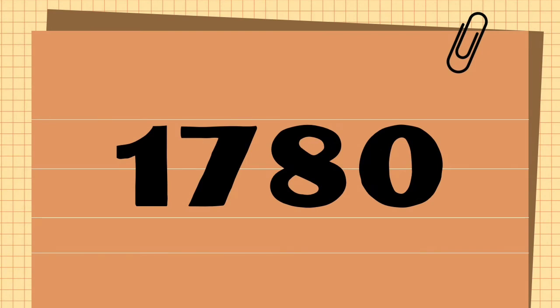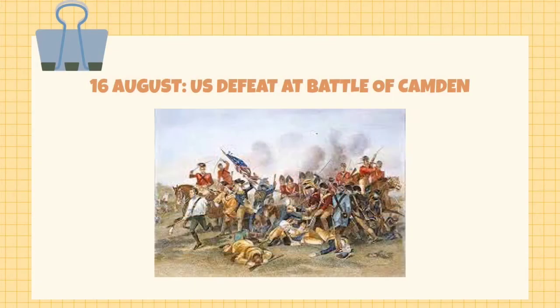And now we will jump to discuss the important events that happened in the year 1780. On August 16, U.S. defeat at the Battle of Camden. The Battle of Camden in South Carolina was a lopsided victory for the British during the American Revolutionary War. Despite the proliferation of dysentery among his men, Continental General Horatio Gates chose to engage British General Charles Cornwallis' force on the morning of August 16, 1780.